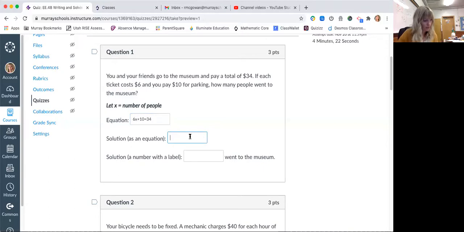So solution as an equation means this is where I type in x equals 4. That was my solution as an equation. I got x equals 4. Now what does this mean? Solution, a number with a label?